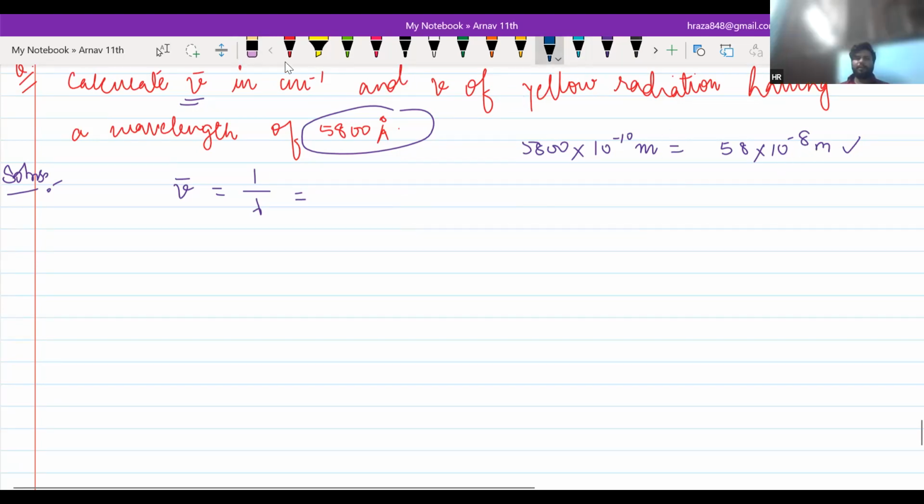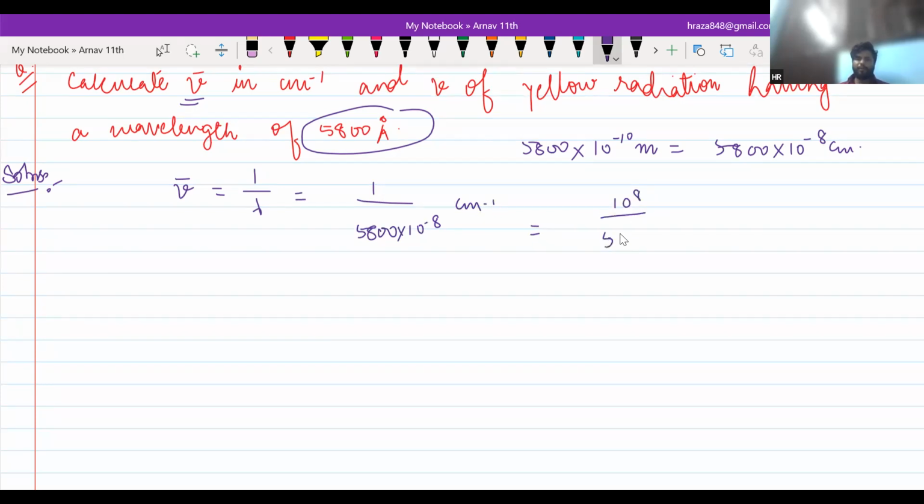Directly convert this into centimeter. You'll get your answer. So in centimeter, it will be 5800 into 10 raised to the power minus 8 centimeter. And then just put the value 5800 into 10 raised to the power minus 8 per centimeter. Then you will see 10 raised to the power 8 upon 5800 per centimeter. And then two zeros will be cancelled. 1 by 58 into 10 raised to the power 6 per centimeter.